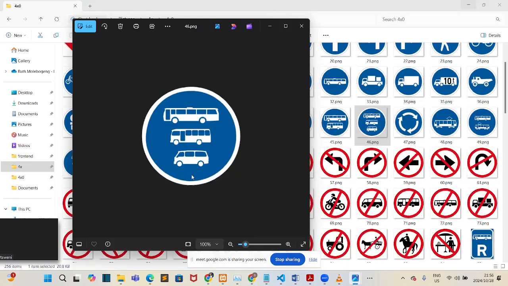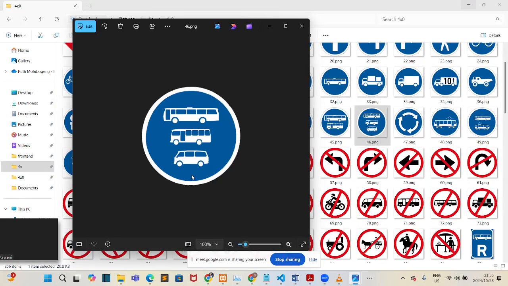So you are given that command sign, and the question says, this route sign commands buses, minibuses, and midibuses to do what? A. Only use such road or portion of the road. B. Use such road or portion of the road if they want. C. Not use such road or portion of the road. A is correct. Only use such road or portion of the road. That's correct, guys.